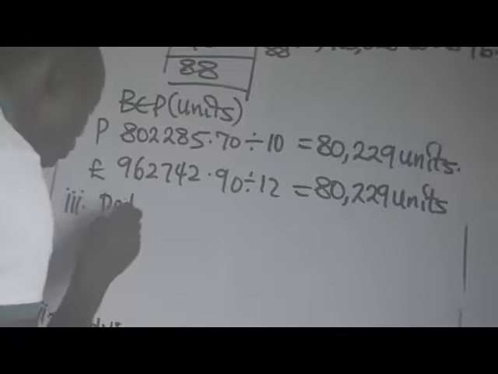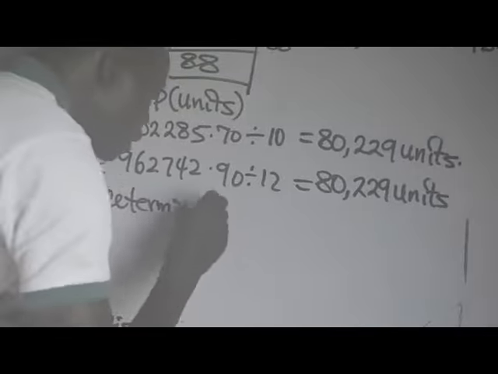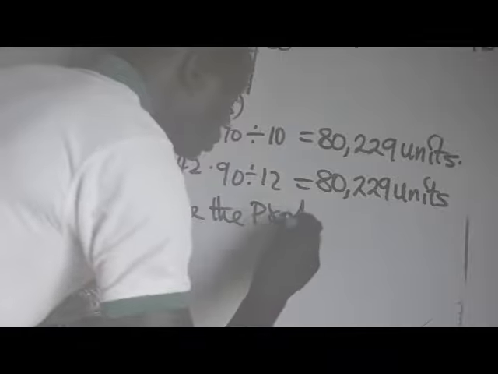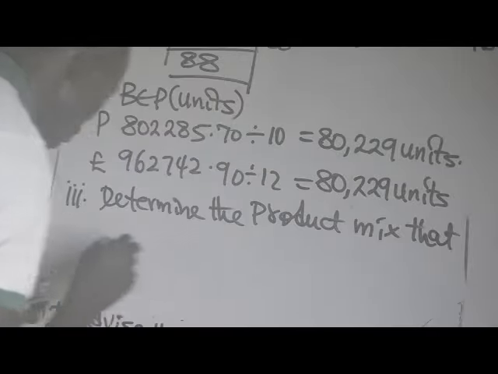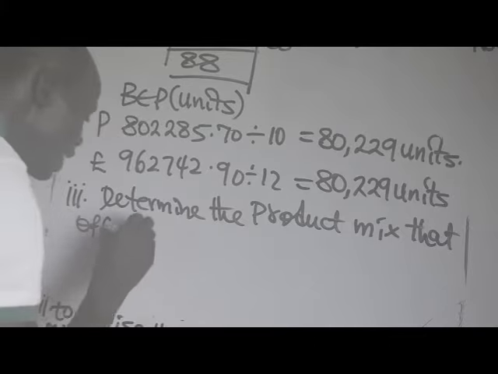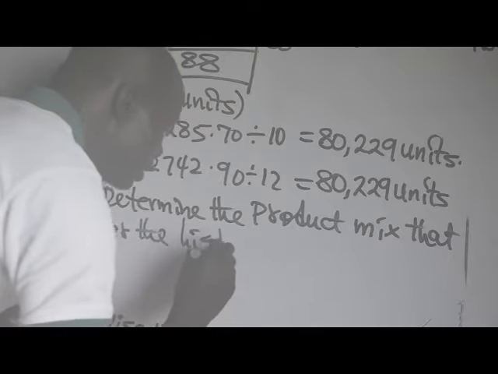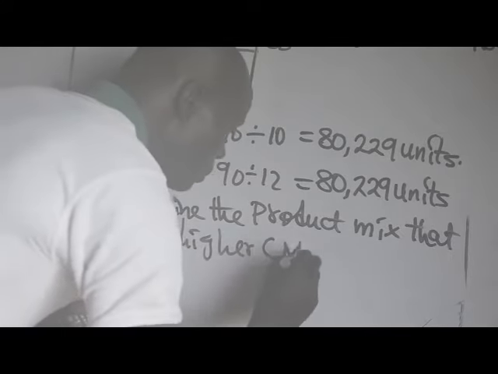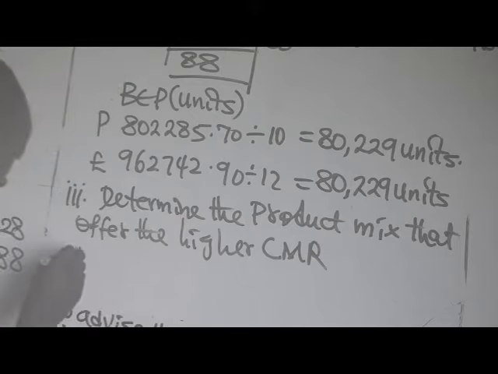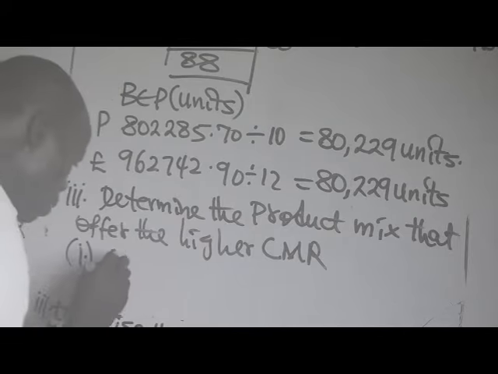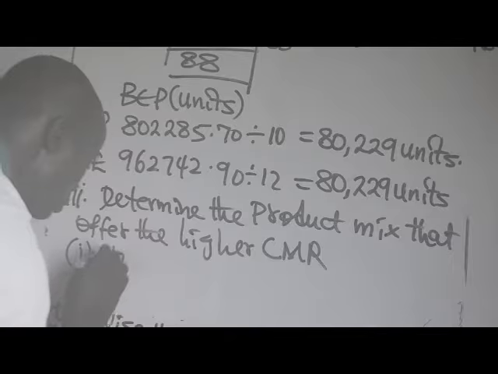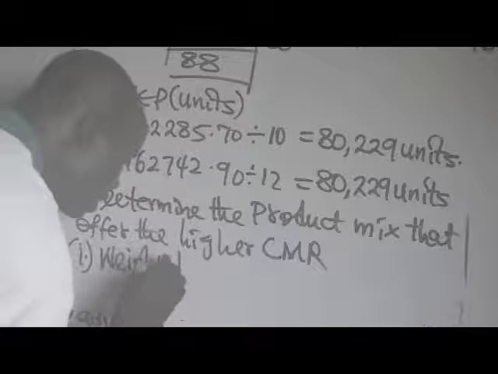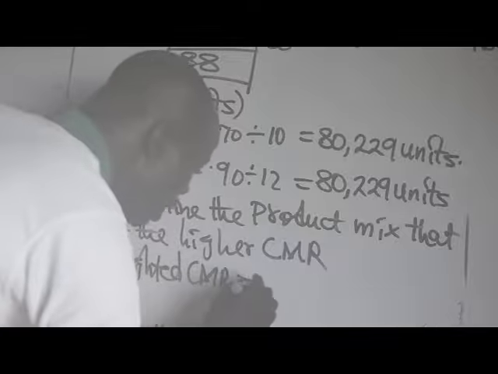To determine the product mix that offers the higher CMR. In 1, the weighted CMR as computed in 1, we got 26/76.